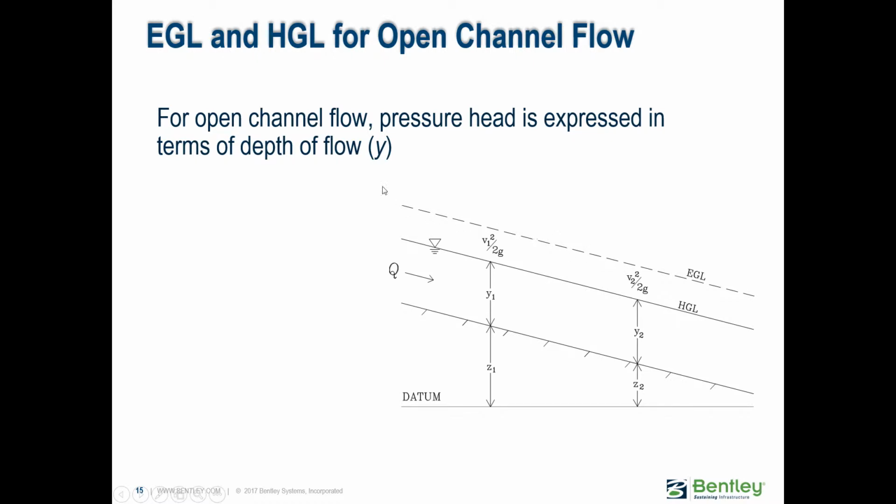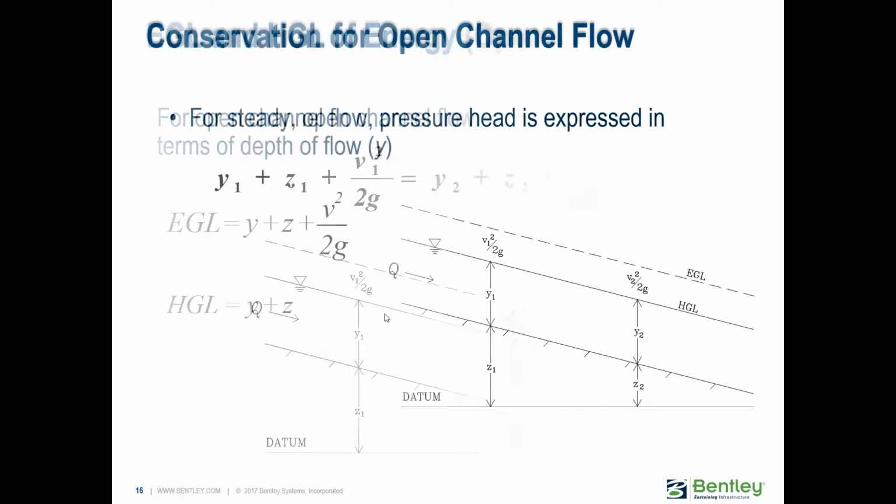But here in our case, for open channel flow, again, we know that if this line here represents the bed of my channel, I have the elevation at each of my points, and then there is no longer a pressure component, so it's simply the depth of flow. That's what this Y1 represents. And then there's also, as the flow is moving, a velocity head component. So really, the only thing that changes is that instead of pressure, we have the Y, or the depth.